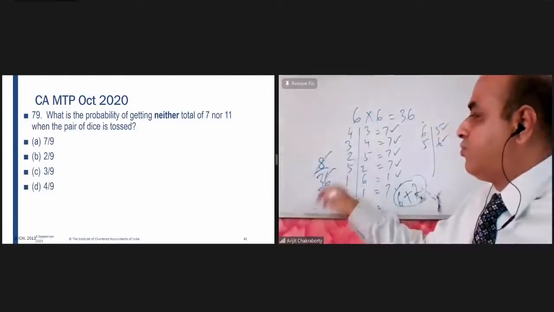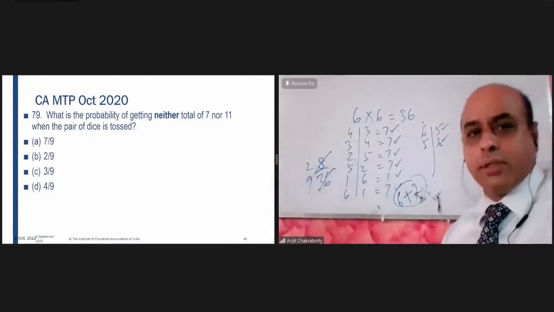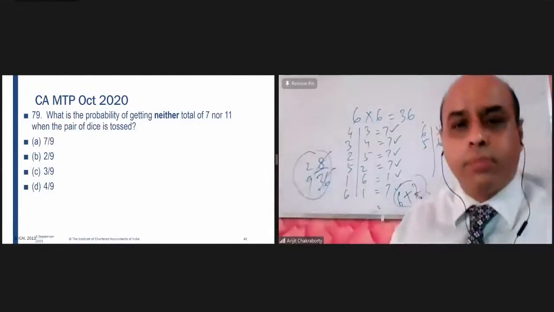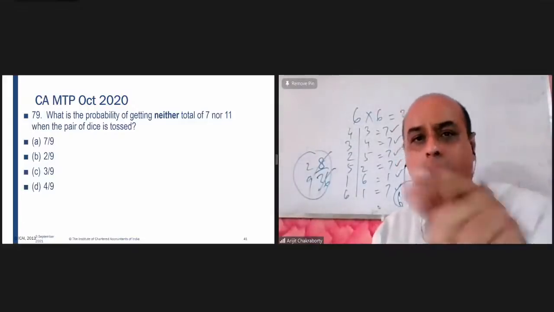I cancel it by 4. 4 2s are 8, 4 9s are 36. So 2 by 9 is the probability of getting either 7 or 11.